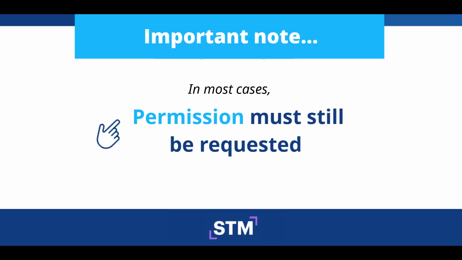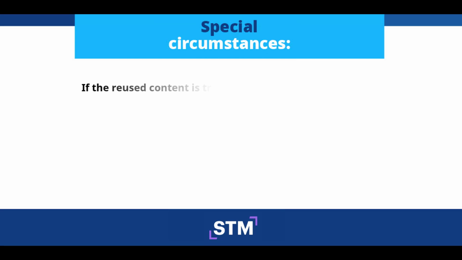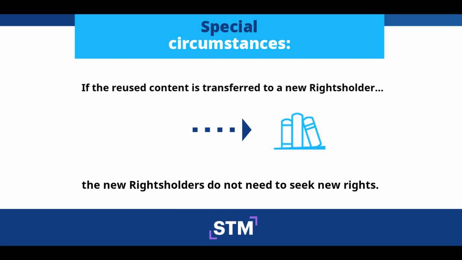It is very important to note that, in most cases, permission must still be requested, and publishers can potentially deny the permission even if your request is within the limits of the STM guidelines. Special circumstances do apply, however. If the reused content is transferred to a new rights holder due to an acquisition or divestment, the new rights holders do not need to seek new rights. A transfer of rights does not terminate permission previously granted.